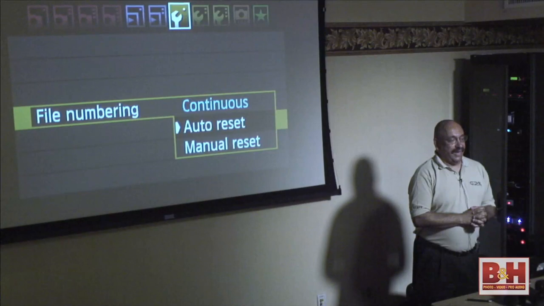Auto reset means anytime I put a freshly formatted card in, or if I take a card that's got data on it, but before I shoot pictures, I format it in the camera, and then I shoot, it goes back to zero. So I could be shooting pictures with card A and be at image number 2222, 2223, 2224, take card A out and put card B in, format card B, and then shoot my next picture, it's going to be 0001. Auto reset means anytime a formatted card is in the camera, it's going to reset to 0. Or 01, I should say.